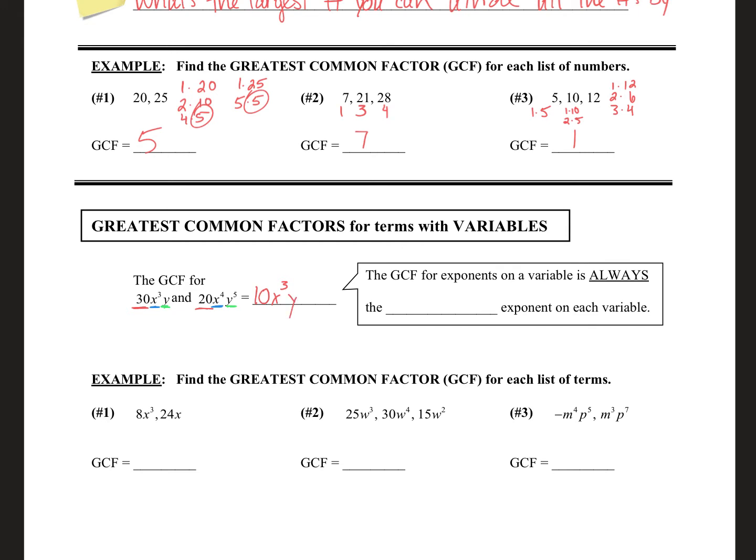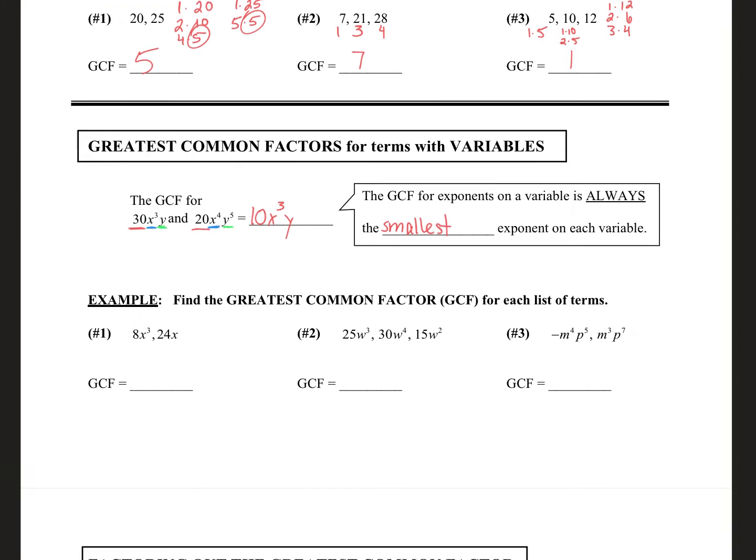So the greatest common factor for exponents on a variable is always going to be the smallest exponent on each variable. So we notice that between these two things, x cubed was the smallest, so we have x cubed and x to the fourth, so we had the x cubed here, and then just a y by itself over here, and y to the fifth over there, so y by itself is the smallest, so we have y there. So we're always taking the variable that has the smallest exponent on it, and that's going to be a part of our GCF.